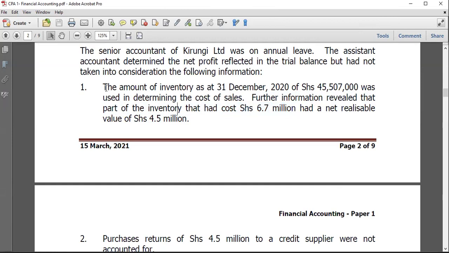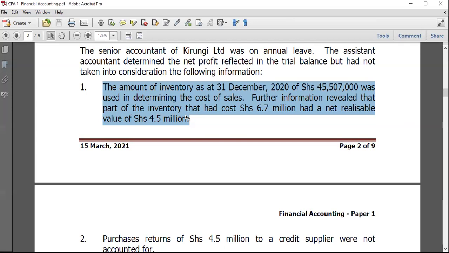Now, one of the things that you need to understand about inventory is that inventory should be valued at the lower of cost and its net realizable value. Inventory should be valued at the lower of cost and net realizable value. When they say cost, it means how much we incurred in bringing that inventory to where it is. If we are a company that is manufacturing, that is our total production cost for that inventory, okay? And that is its cost.